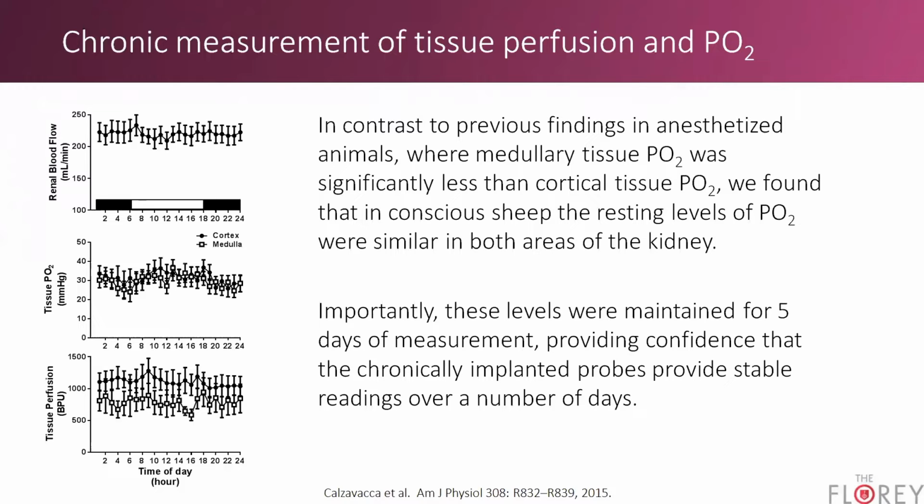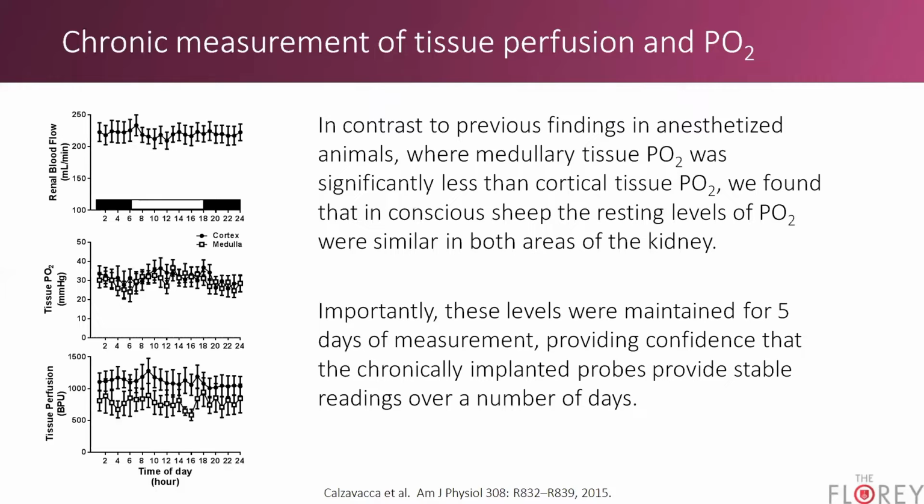And this is a recording over a 24-hour period. You can see that over the 24 hours, there was little change in renal blood flow, and little change in cortex or medullary tissue O2 or perfusion. What was very interesting was that, in contrast to previous findings in anesthetized animals where medullary PO2 was significantly less than cortical PO2, we found that in the conscious sheep the resting levels of PO2 were similar in both areas of the kidney.